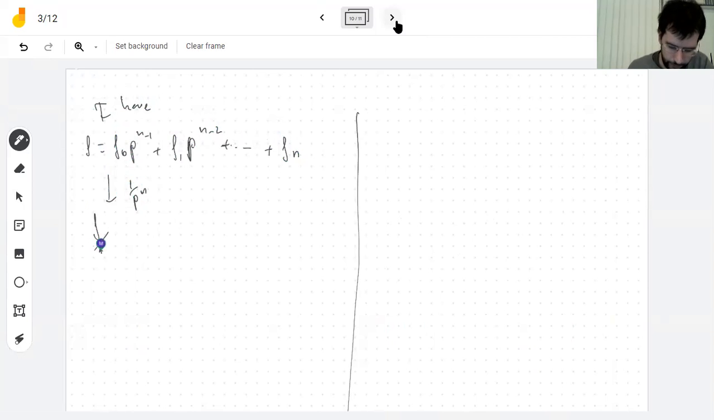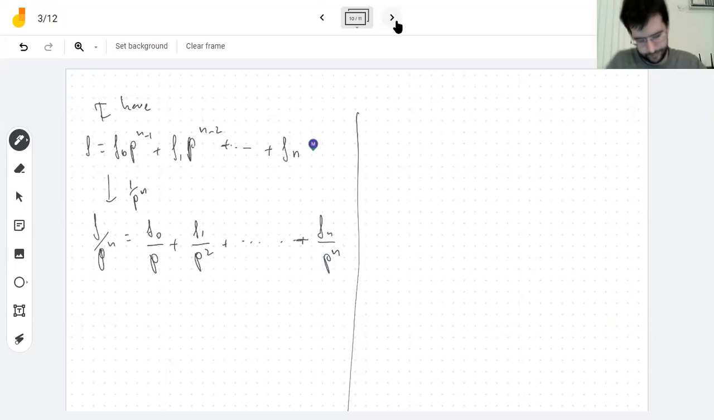You have that the fraction we're interested in is F0 divided by P, F1 divided by P squared, and so on, Fn divided by P to the N. Did I count wrong? I might have counted wrong. Anyway, so we're done. So that is why partial fractions work.